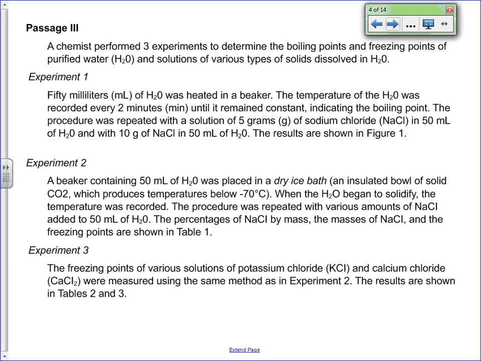All right, so now that everybody has their tools in their hands and are ready to go, we should get started. Chemists performed 3 experiments to determine the boiling point. 3 points are purified water, H2O, solution of various types of solids dissolved in H2O.